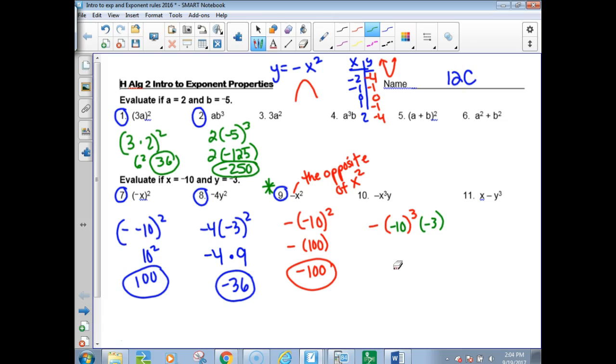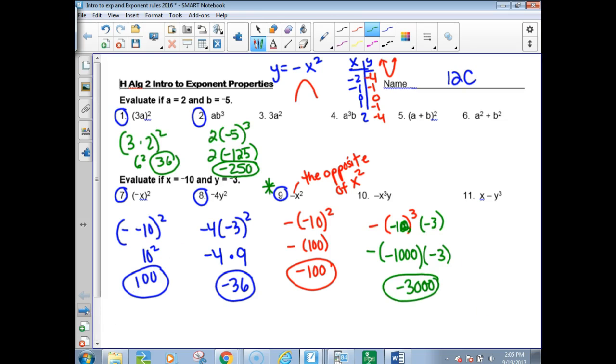Okay, what do I do first? Cube it. So negative 10 times negative 10 times negative 10 is going to be negative with 3 zeros, negative 1,000. Negative 1,000, the opposite of negative 1,000 would be 1,000, times negative 3. So we get negative 3,000.